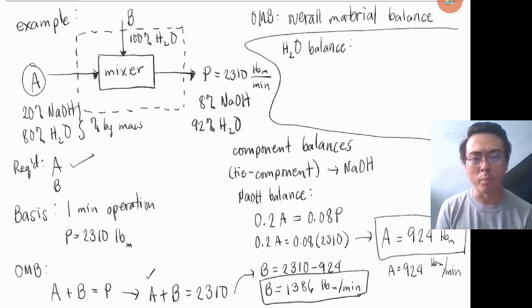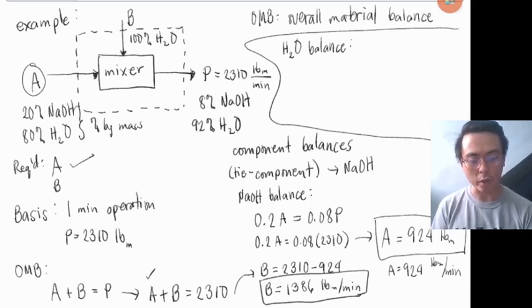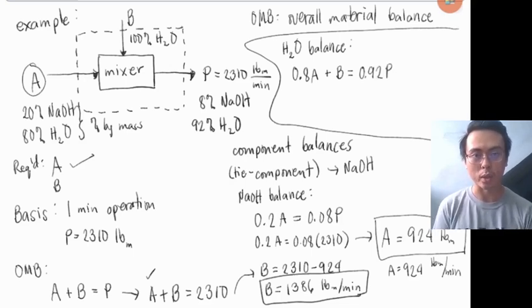For the water balance, we will proceed exactly as we did with the sodium hydroxide. So collect everything that's going in and equate that to the stream going out. Okay. So for A, we have 80% water, so that is 0.8A, plus we also have water coming from stream B, and in fact, stream B is pure water. So we simply write B. So 0.8A plus B equals 0.92 P because stream P is 92% water.